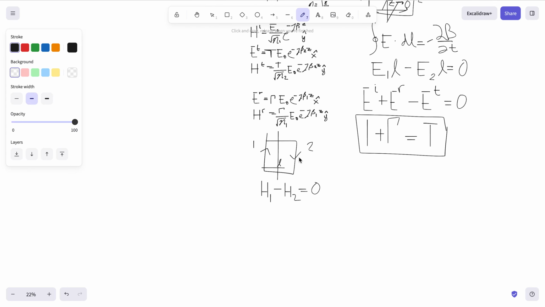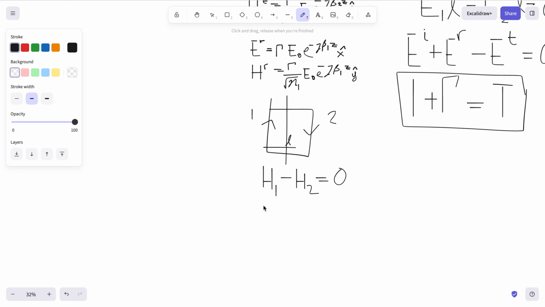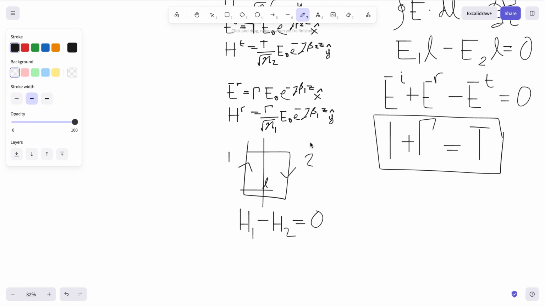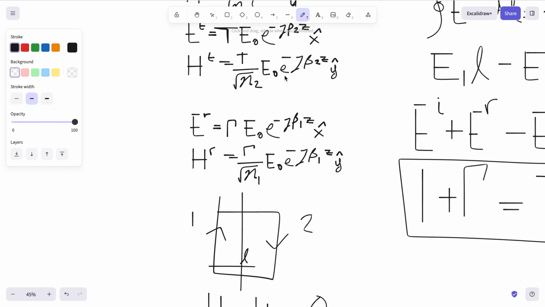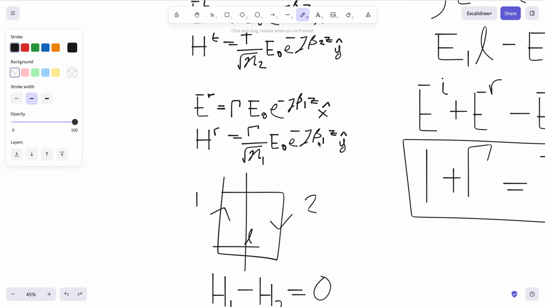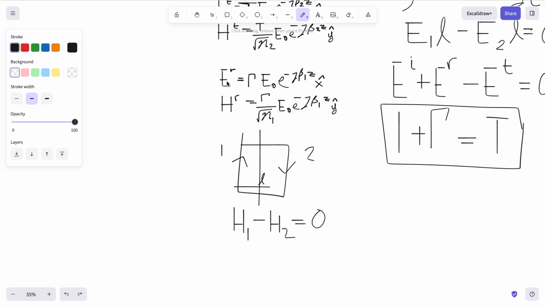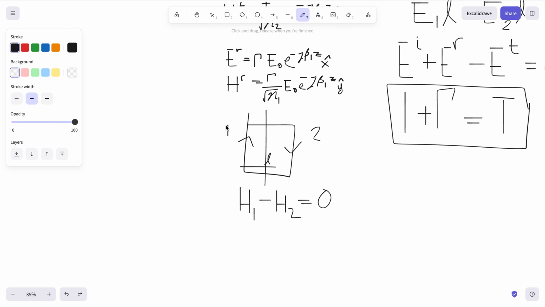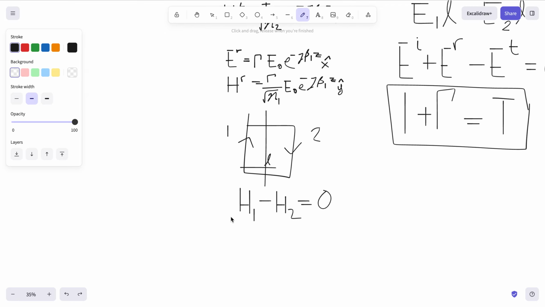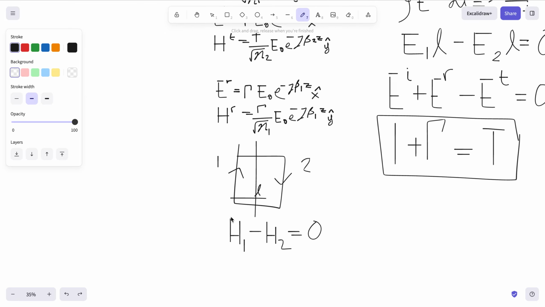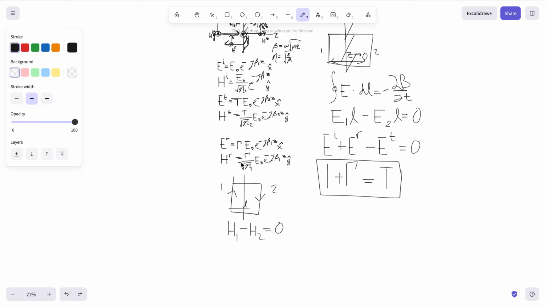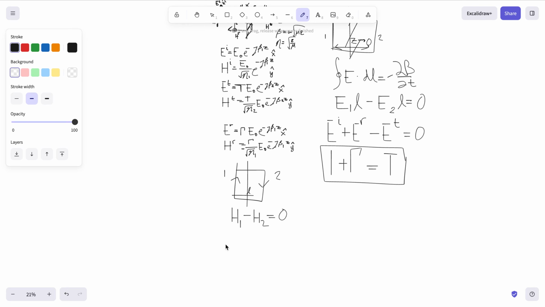we can then say that, and I should mention that these phasor components will cancel out when we look at these boundary conditions because z equals 0 at the boundary, which is why there's no concern even though beta 1 is not equal to beta 2 here. But anyways, so H sub 1 is H sub t plus H sub r. H sub t is equal to H sub t minus H sub r, since they point in opposite directions.